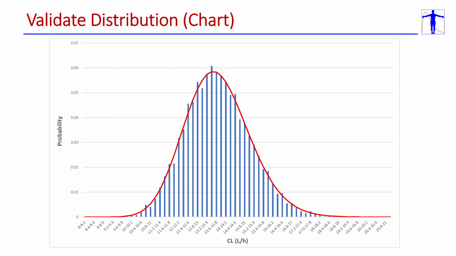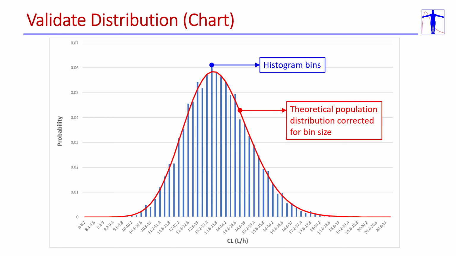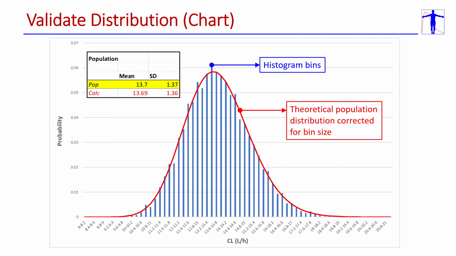The frequency table is typically visualized in a statistical histogram. The bars represent the actual parameter count in each parameter bin. The red line represents the theoretical parameter frequency based on the population mean and standard deviation. The calculated mean and standard deviation can be compared to the population values.